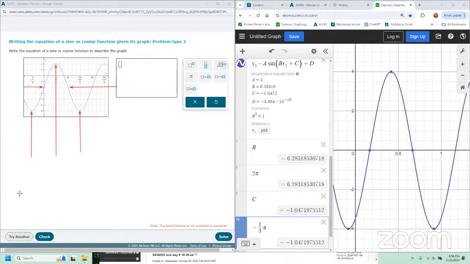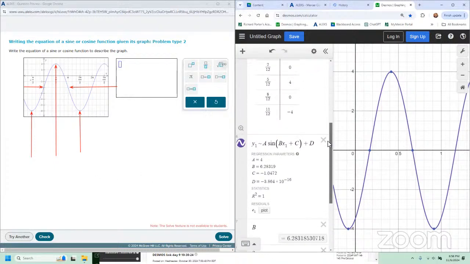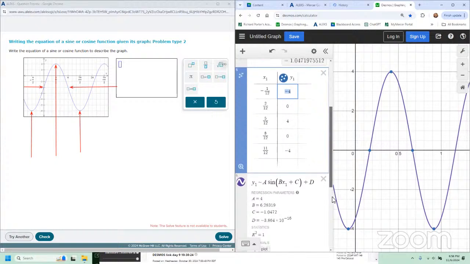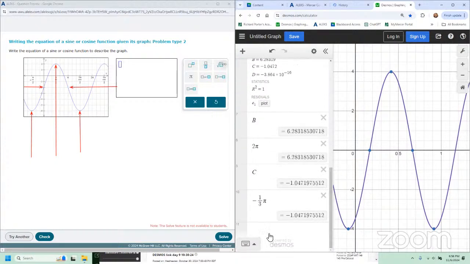Anyone? Tell me the first one. The first one, the farthest one to the left, is what? You know what? I'll do it this way. Just add another table here.